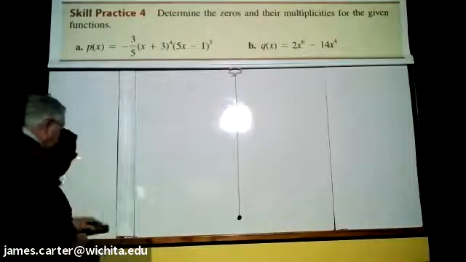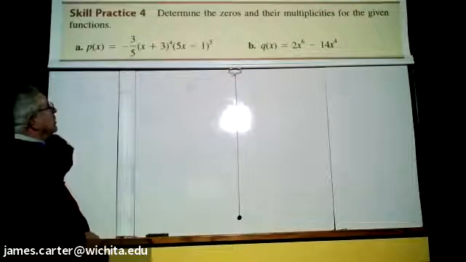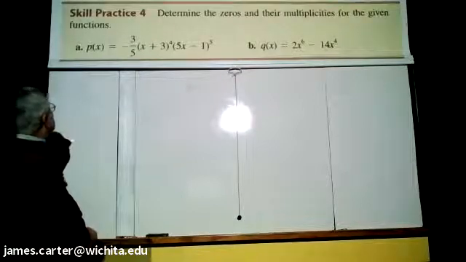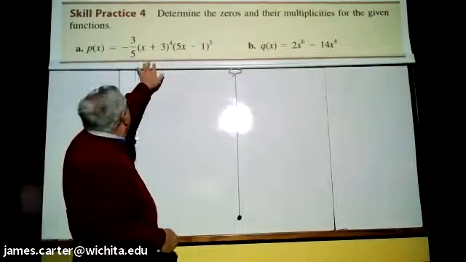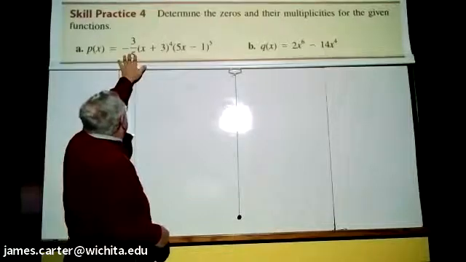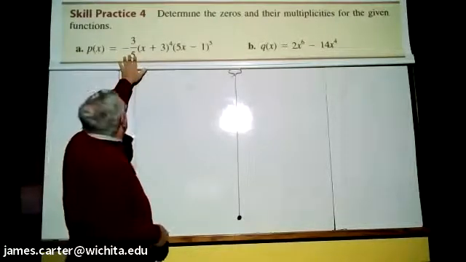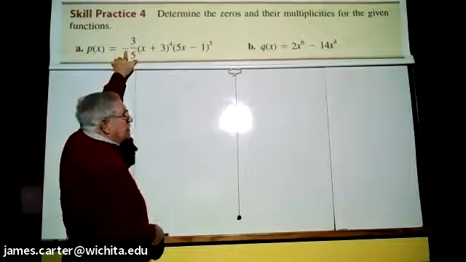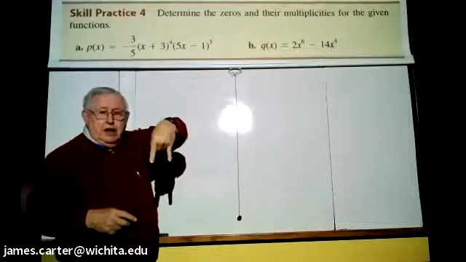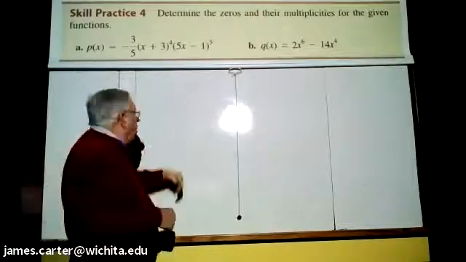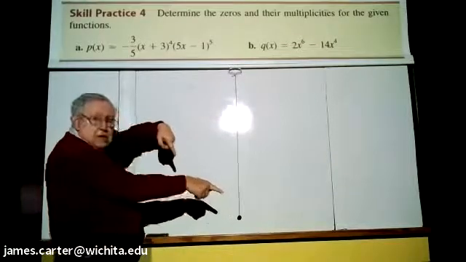First, let's read the directions and see what they want us to do. Determine the zeros and their multiplicities for the functions. Okay, this is already factored. That one is a constant, so it does not produce a zero. However, this negative is significant because that means it's either going to go down and down or down and out.